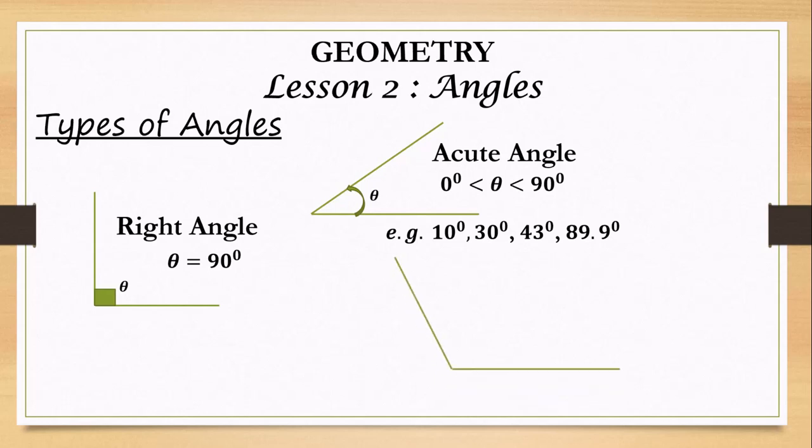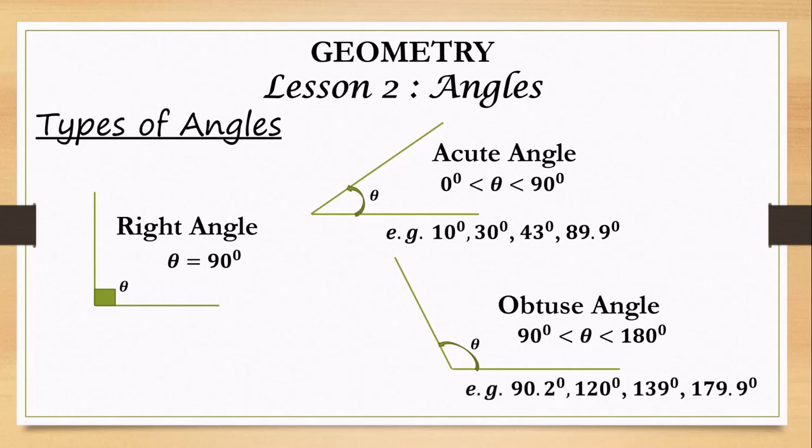So we look at the third angle. If you look at these two angles, if you measure that angle theta, you will discover that it is greater than 90 but less than 180. So between the range of 90 and 180, with 90 and 180 not included, we call it obtuse angle. Examples of obtuse angle are 90.2 degrees, 120 degrees, 139 degrees. Remember, it is not 90. Anything greater than 90 and less than 180 is obtuse angle.